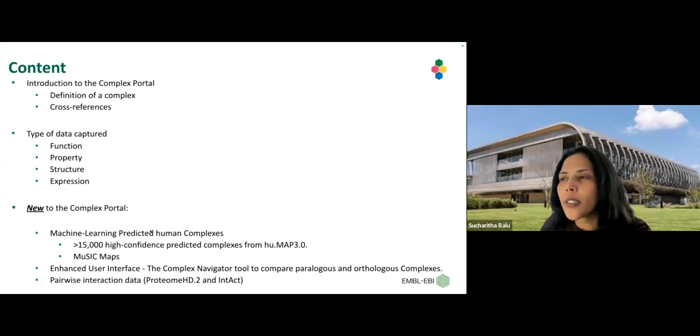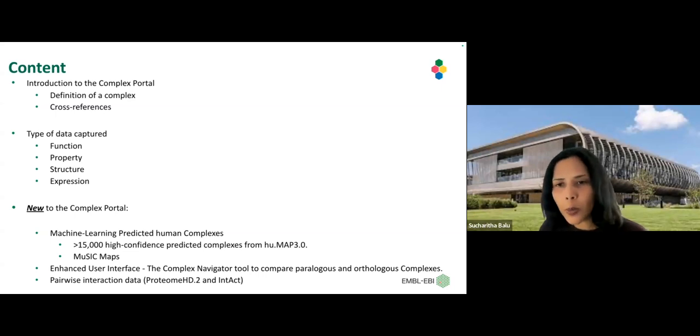I'll start with an introduction to the Complex portal, starting with how we define a complex. The reason this is important is that the definition of a complex can vary between databases. Then I'll take you through the type of cross-references that you'll find for our complexes, and the type of structure and functional data that is associated with the complexes. For those of you who are really familiar users of the Complex portal, you would have noticed some really dramatic changes to the portal over this last year.